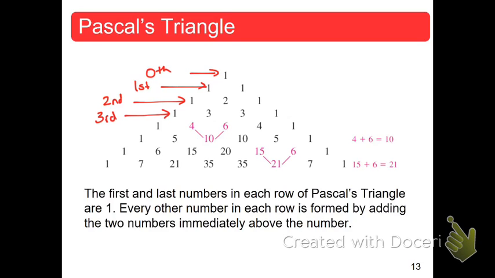Notice what the second number in each one of them is. In the first row, your second number is a 1. In the second row, the second number is a 2. In the third row, the second number is a 3. And it keeps going like that if you look, as you keep counting.